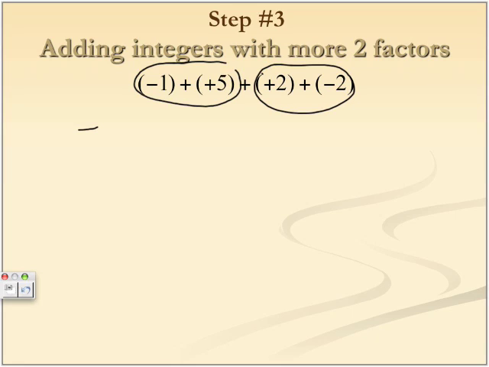So negative 1 plus positive 5 equals positive 4, plus positive 2 plus negative 2 equals 0. So your answer is going to be positive 4.